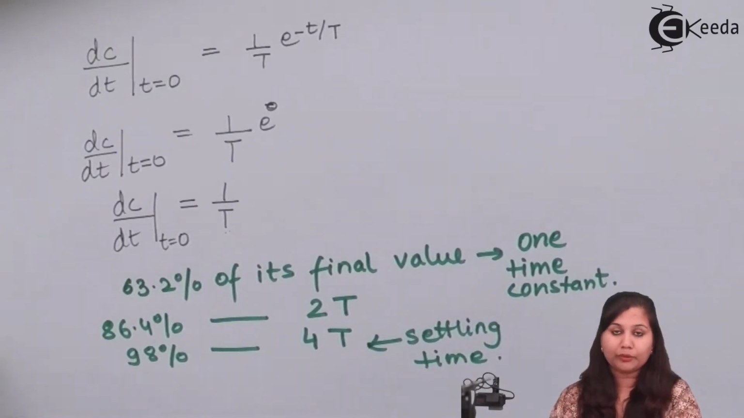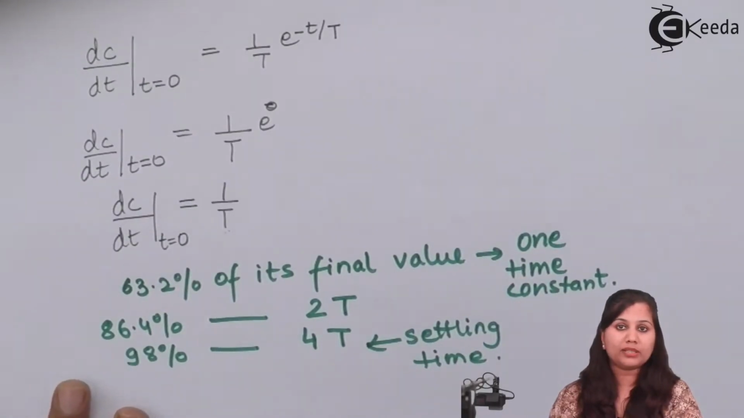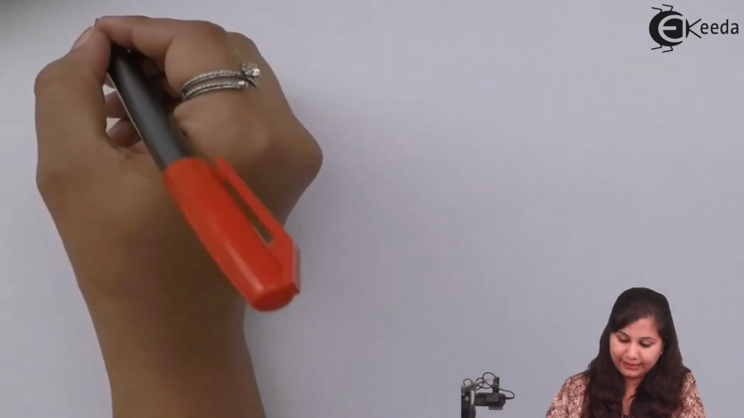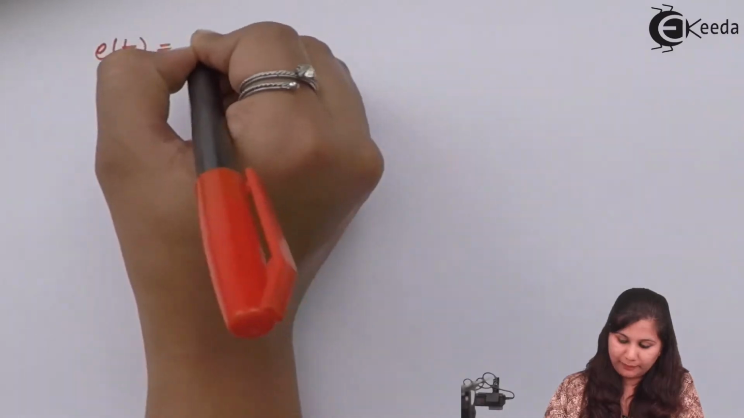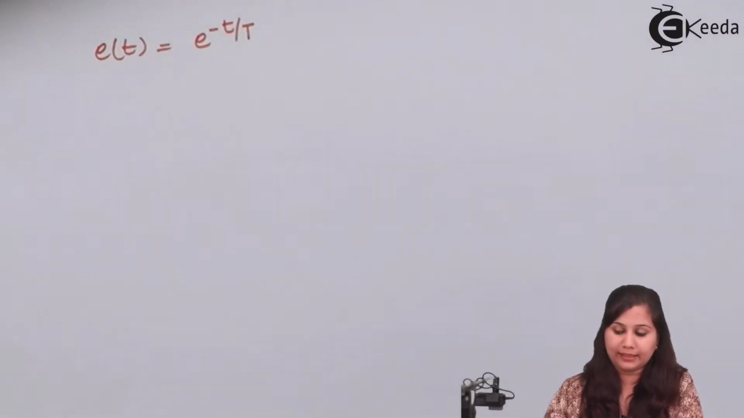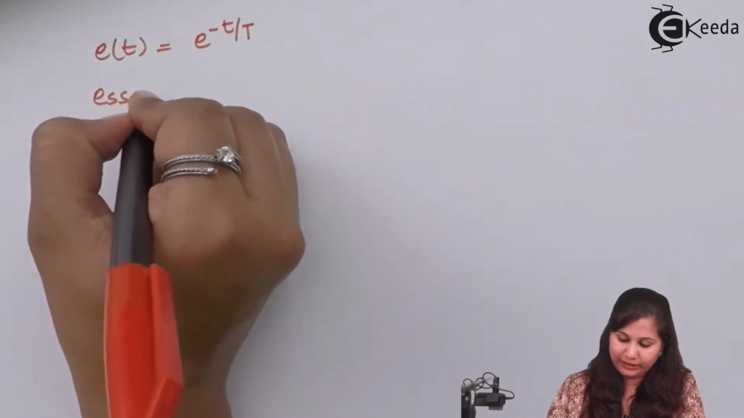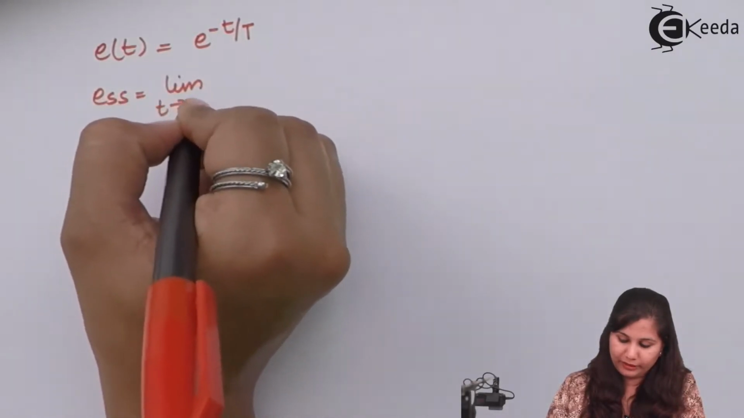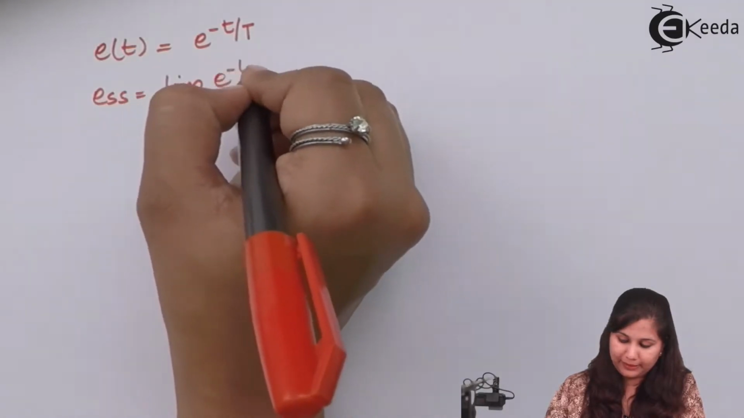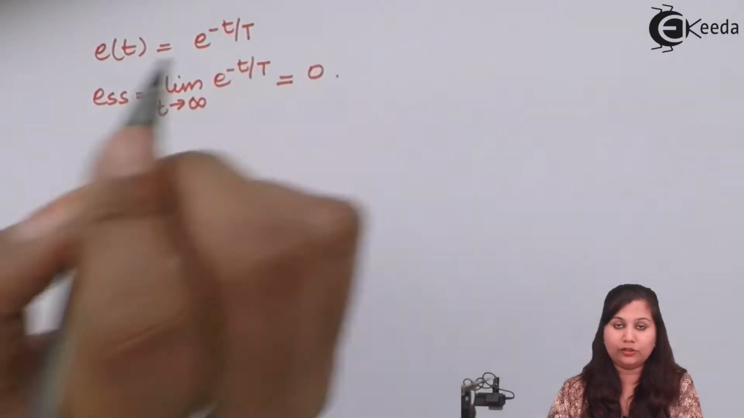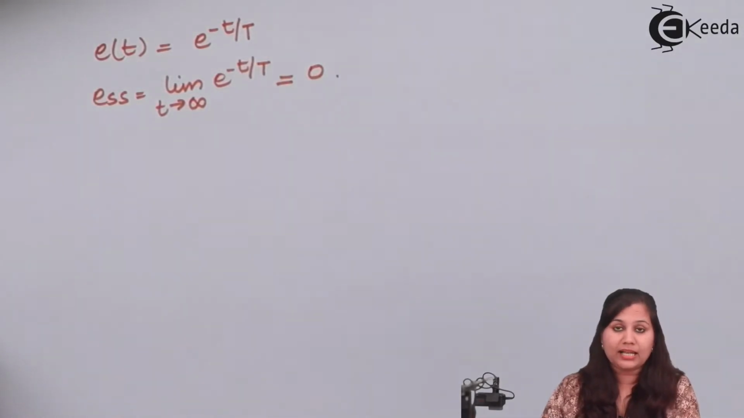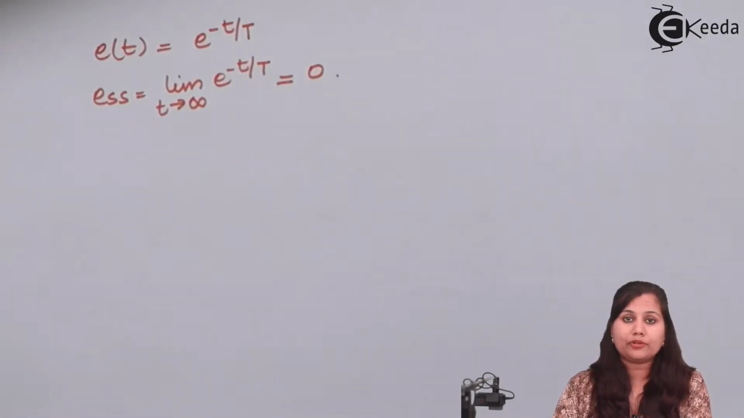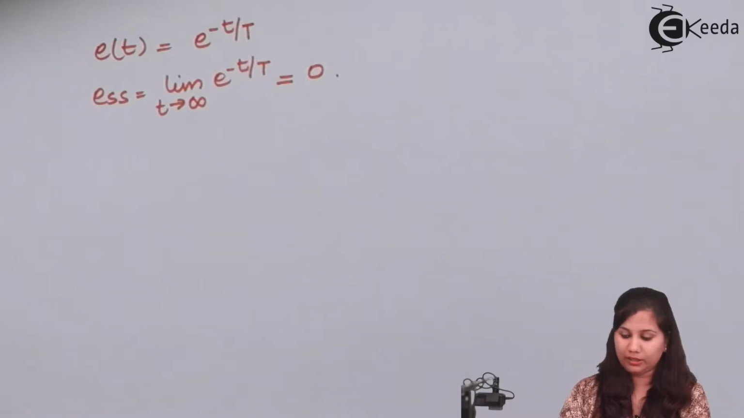So this was the output response equation when the input is a unit step function. We have calculated the error in this case, that is e(t), and it was coming out to be e raised to the power minus t by T. The steady state error we also calculated, the limit as t tends to infinity of e raised to the power minus t by T, and it is equal to 0. Now we will consider the second case, when the input to the first order control system is a unit ramp function.